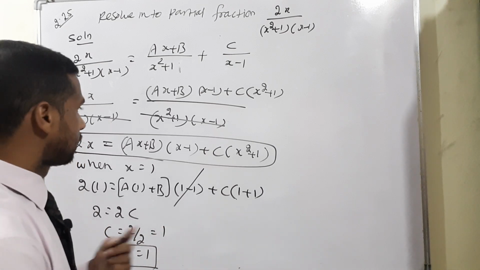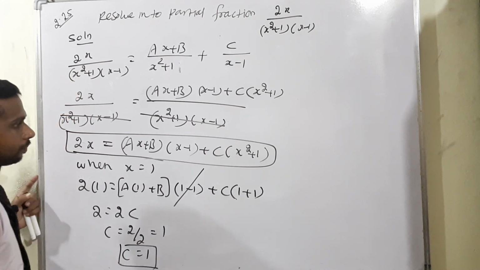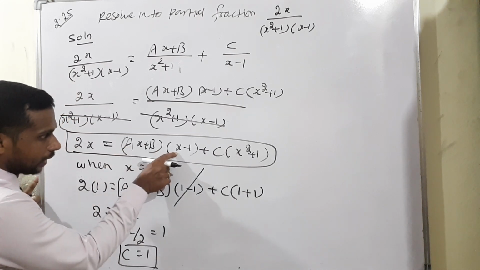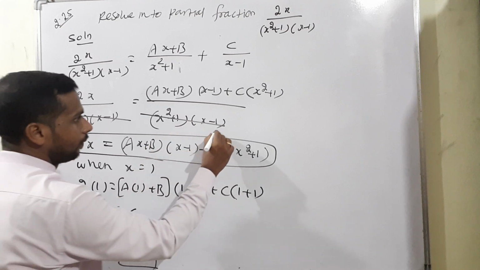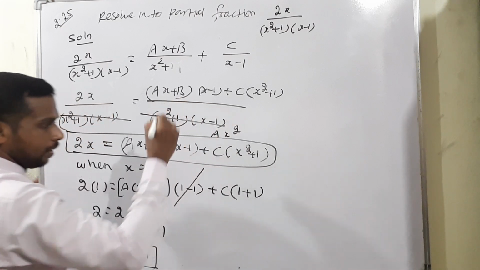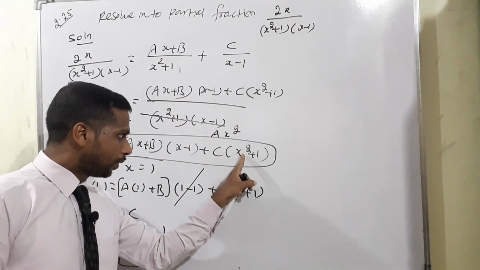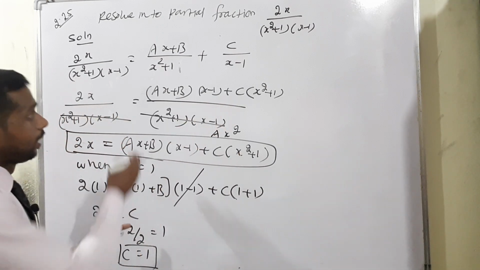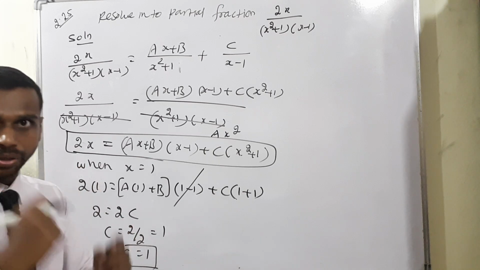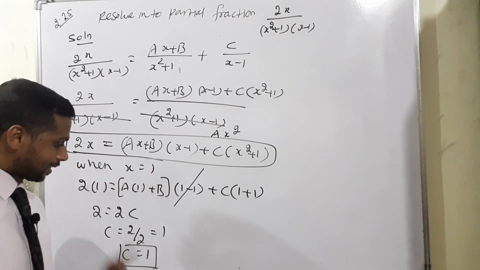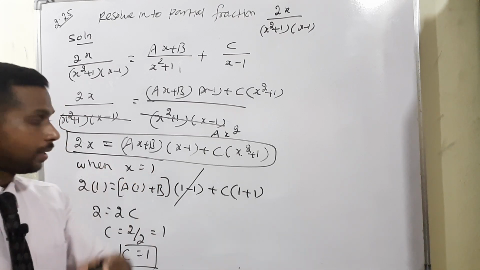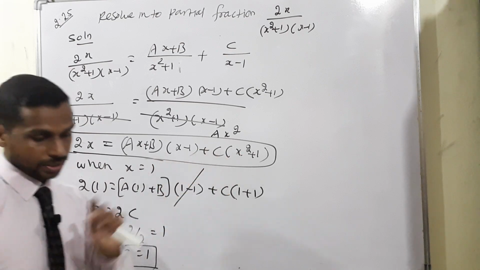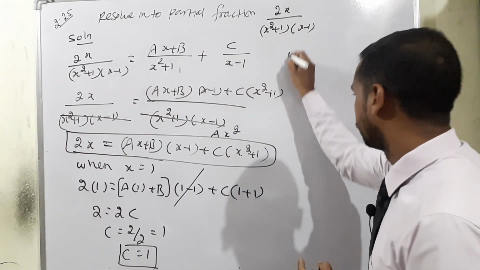One value is over. The second one, look at this, ax into x, definitely we will get the answer ax square, isn't it? Next case also we have c into x square. So what I am saying, for such a non-factorized quadratic we can directly apply the second method, equating the coefficient of x square. What is the meaning? Equating.